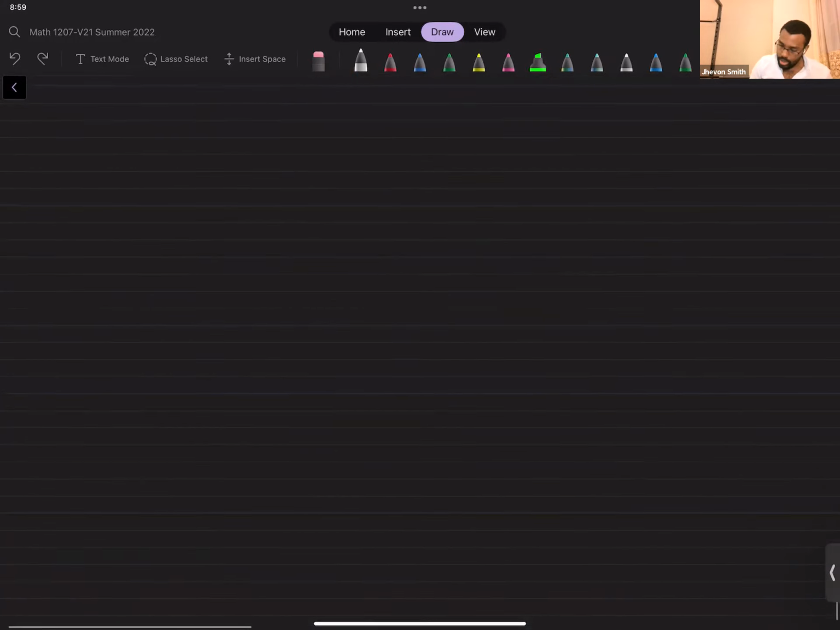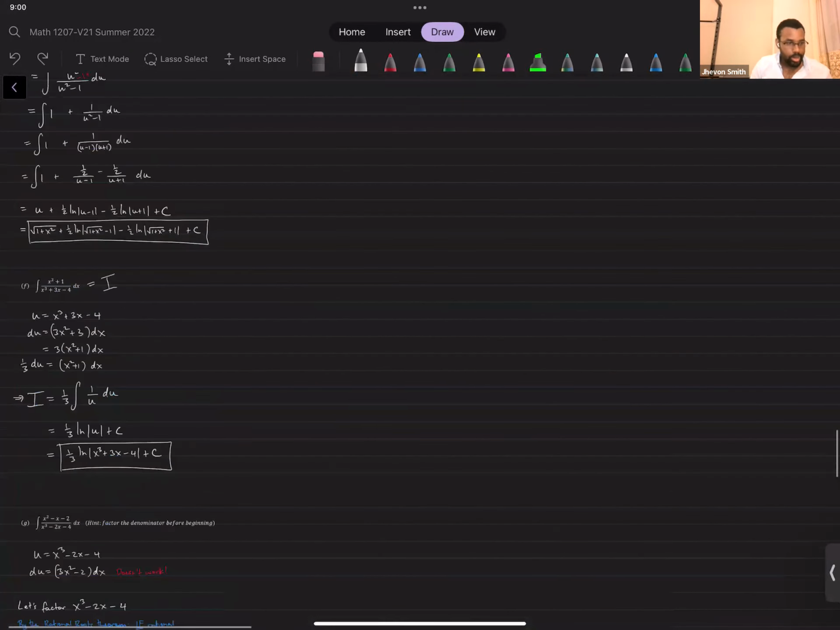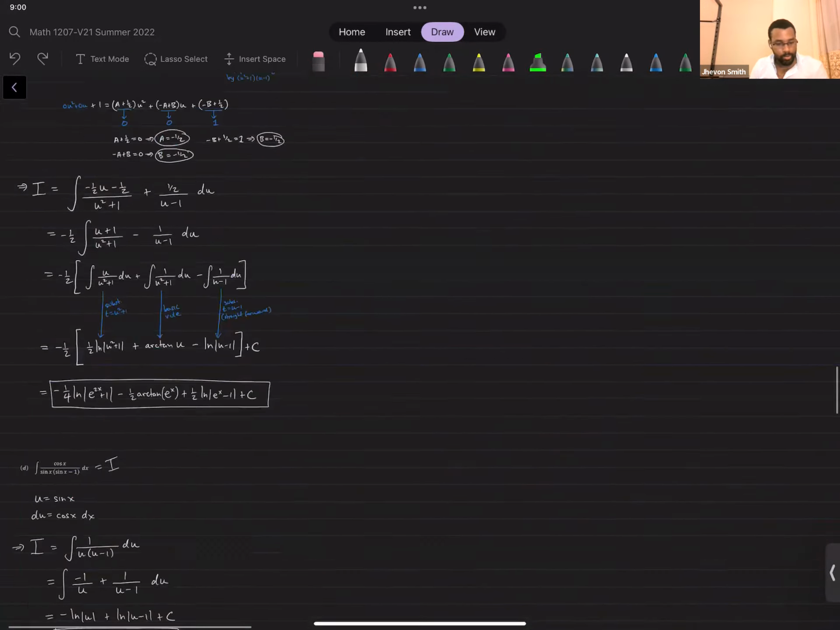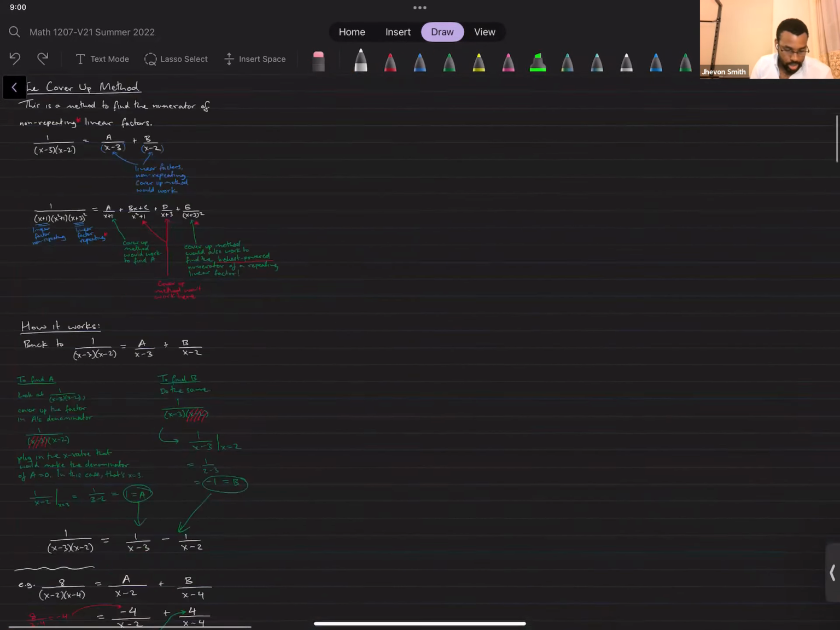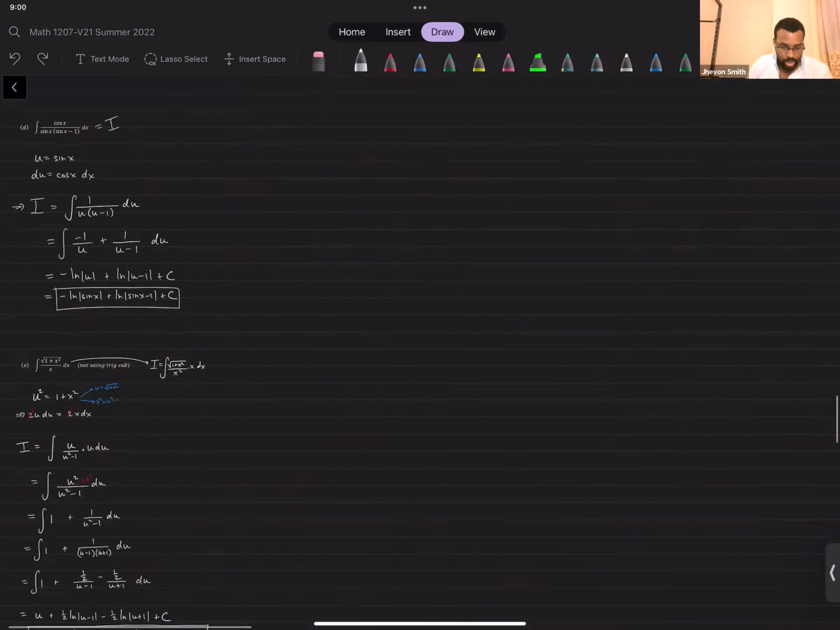And that is the last example we have. Kind of ending right on time here. So that ends this section on partial fraction decomposition.